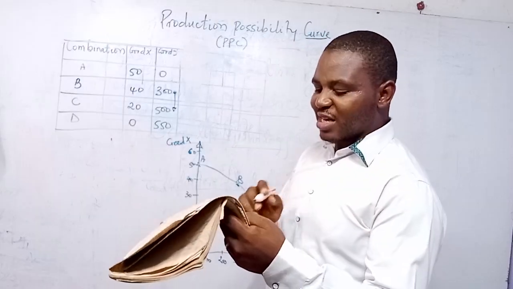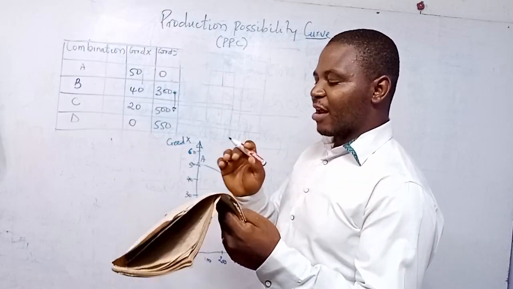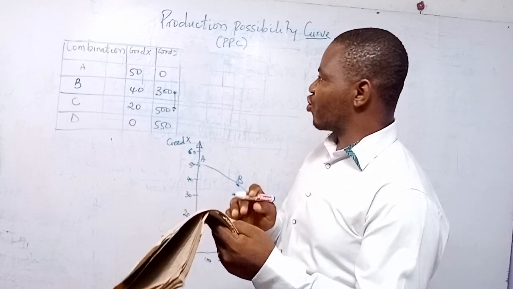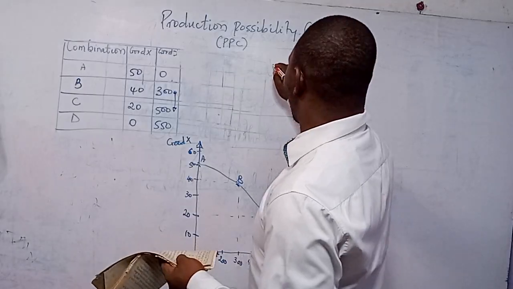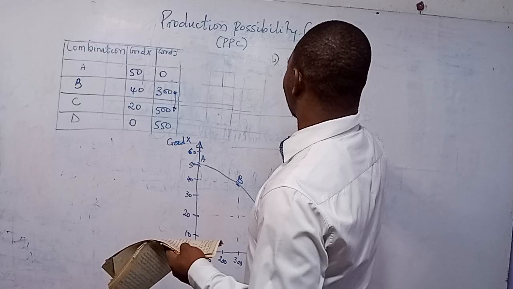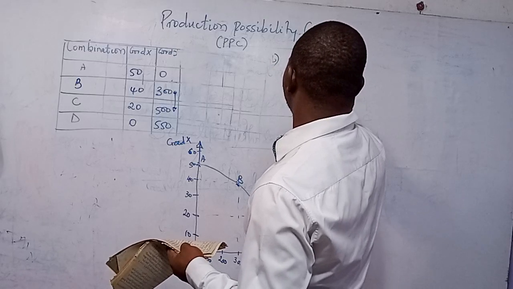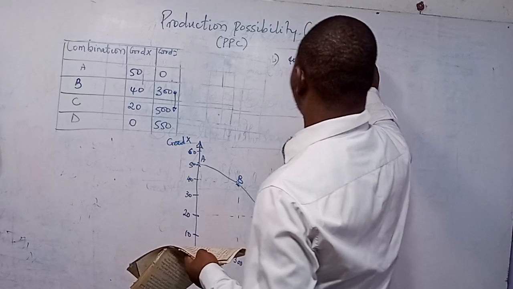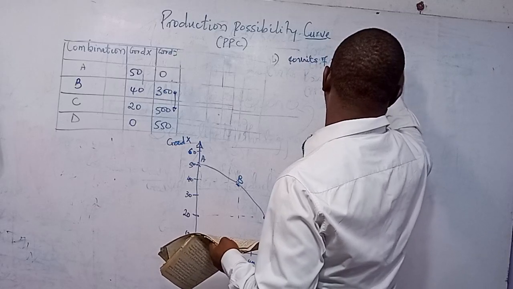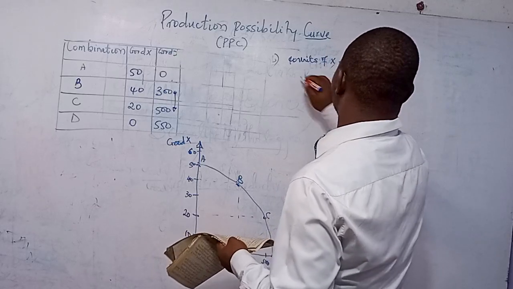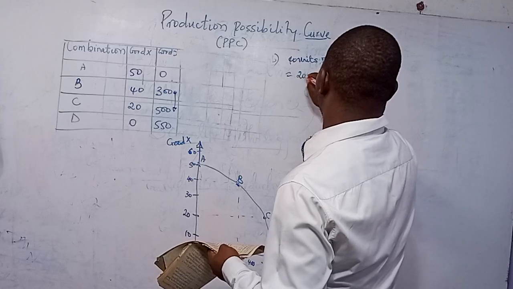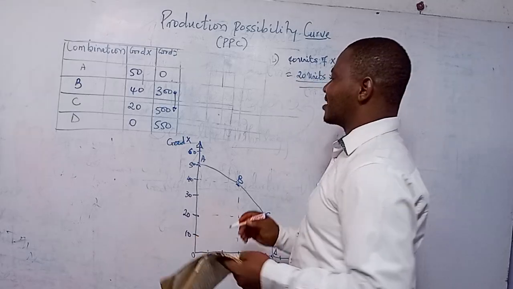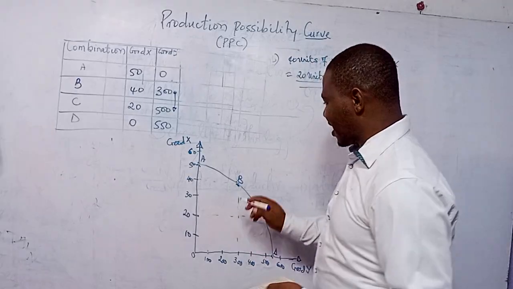So if they say, what is the opportunity cost of increasing the production of good Y from 300 units to 500 units? That answer will simply be what? 40 units of X minus 20 units of X, which means now that it is 20 units of X. In other words, this is just telling you that if it is on the graph, let's go to the graph.